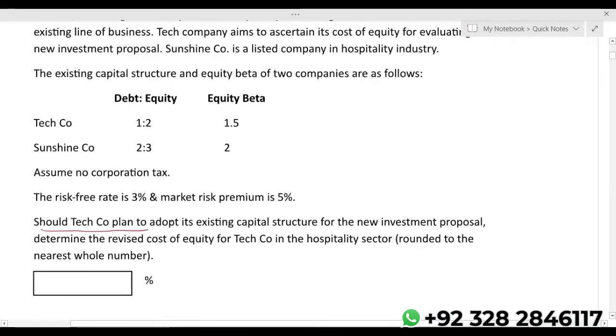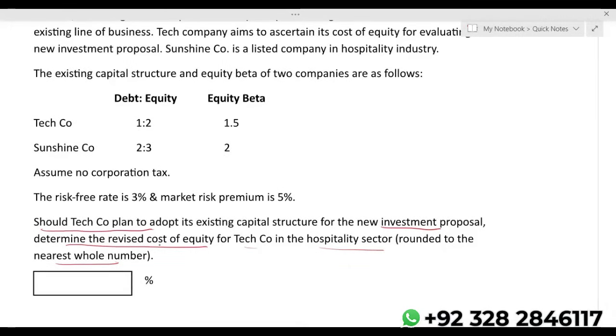Now come here. Should Tech company plan to adopt its existing capital structure for the new investment proposal, determine the revised cost of equity for Tech in the hospitality sector, rounded to the nearest whole number? We just need to calculate the revised Ke.